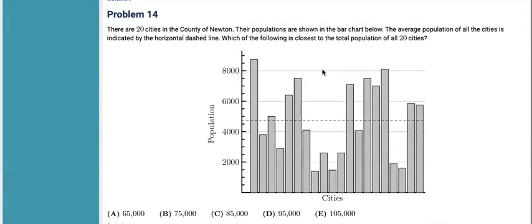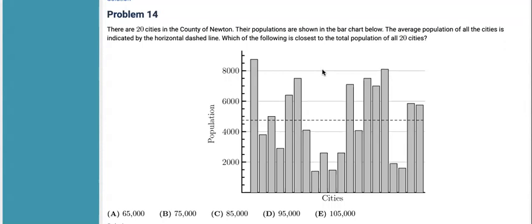Okay, problem 24. There are 20 cities in the county of Newton. Interesting. Was Newton a county? I don't know. Okay, 20 cities. Oh my goodness, that bar chart looks horrible. The populations are shown in the bar chart below. The average population in all cities is indicated by a horizontal dashed line. Really?